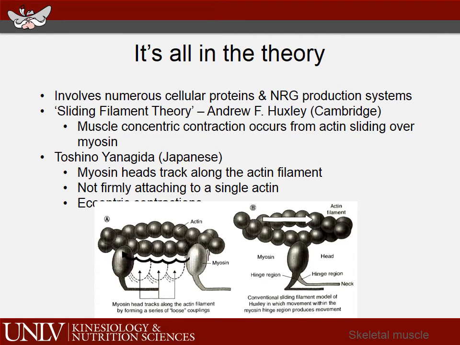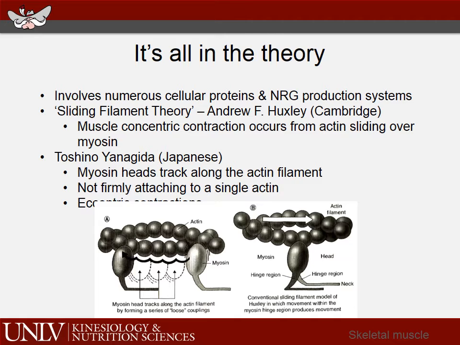Going back to the theory, remember that there are numerous cellular proteins and energy production systems involved in muscle contraction. But again, the most accepted theory is that of Dr. Huxley, the sliding filament theory, in which the myosin creates a strong bond with actin. It comes up, attaches the myosin to the actin, and does that power stroke. Once that power stroke is done, it releases and relaxes. An alternative theory is that of Dr. Yanagida out of Japan, who describes a tracking action of the myosin head along the actin filaments.